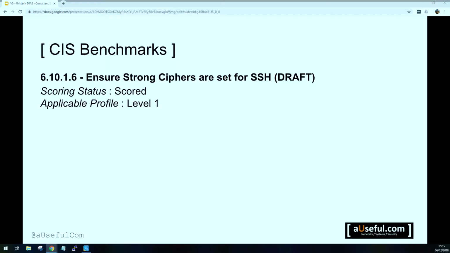We're going to give each recommendation a scoring status. In this case, it is scored, which means if you assess against it with CISCAT or another tool, it's going to give you a pass or fail. This isn't one that's open to any kind of interpretation. And we're going to give it a profile. In this case, this applies to level 1 profiles and not level 2. So again, this means we've done a lot of testing and we consider this to be the minimum level you should achieve.